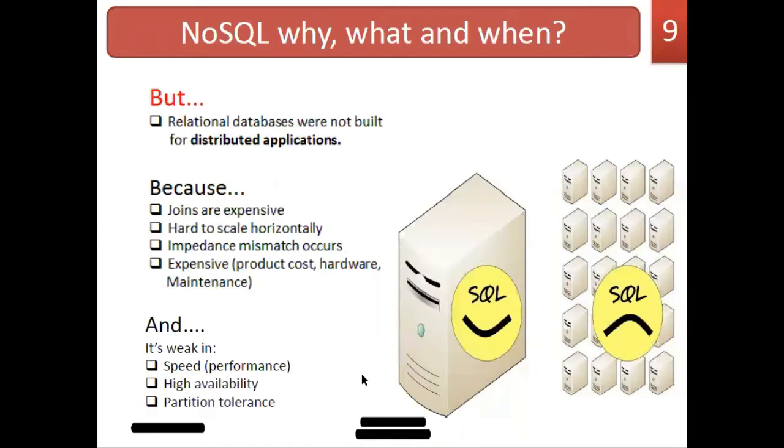Relational databases were not built for distributed replication, but NoSQL databases support high speed and high performance. They also support high availability and partition tolerance. That is what we said about partition tolerance: when you go for a horizontal or vertical split of your table, a NoSQL database can support partition tolerance too.